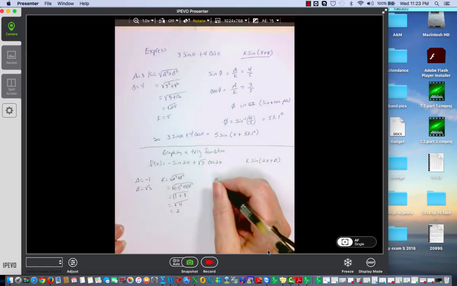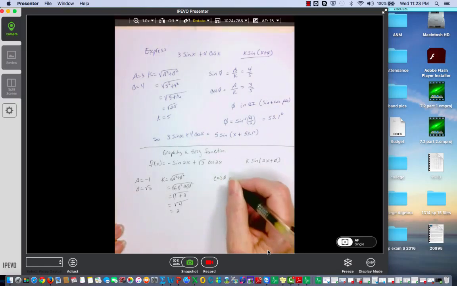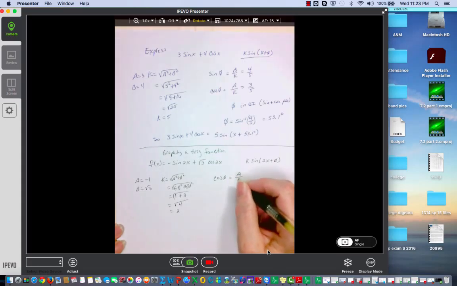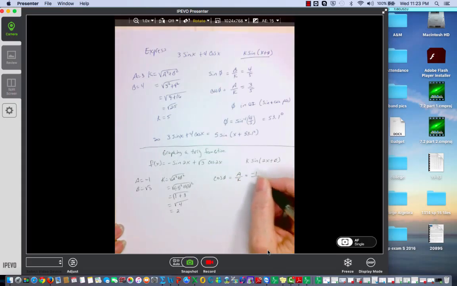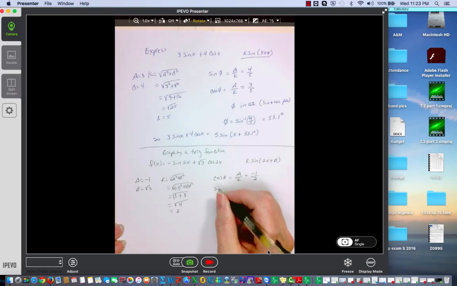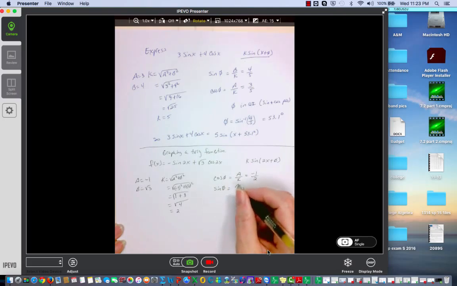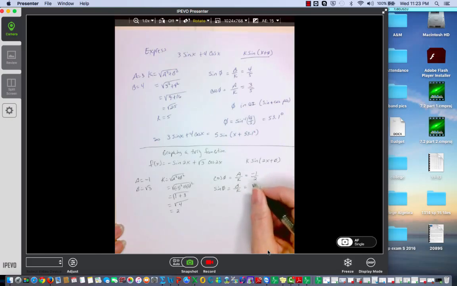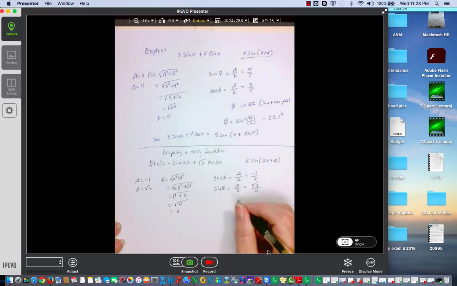So if we're looking at cosine of phi, that would be equal to a over k, which is -1 over 2. And sine of phi is equal to b over k. And b is the square root of 3 over k, which is 2. So what quadrant are we in? Well, we have cosine is negative and sine is positive, so that'll put us in quadrant 2.